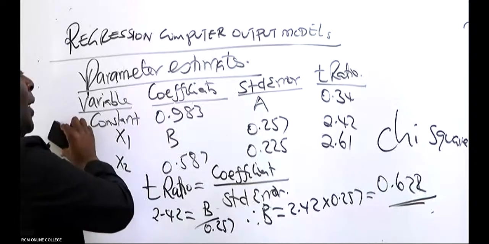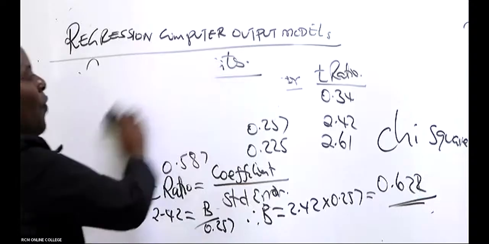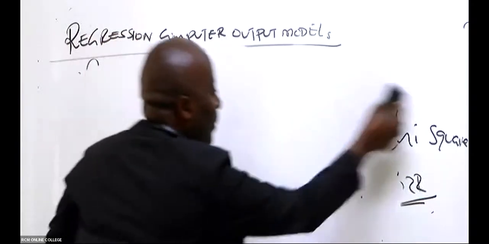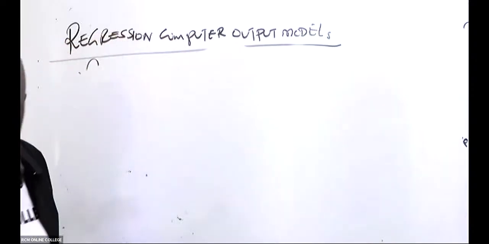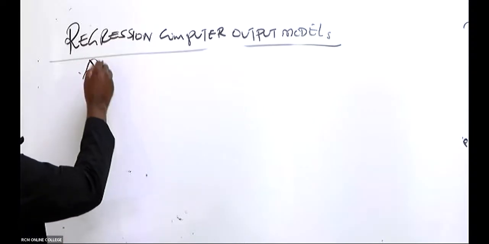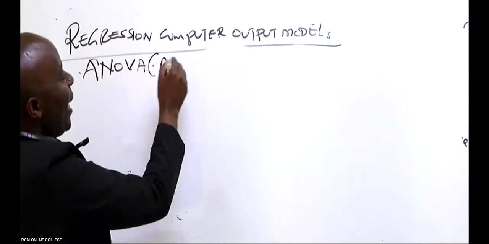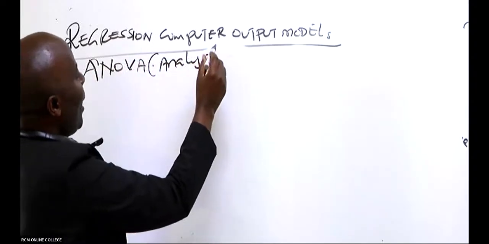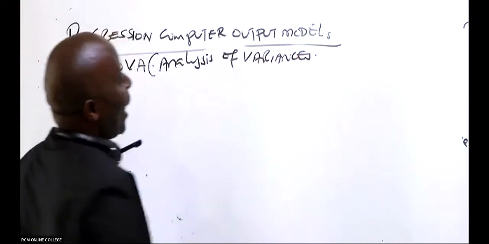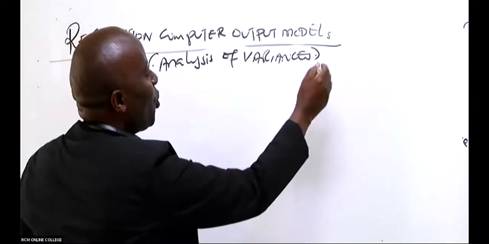The other missing figures are in the ANOVA table. Right there, the ANOVA table. ANOVA is analysis of what here? Variances. Analysis of variances. So for this ANOVA table, I have to give you a little bit of a story.